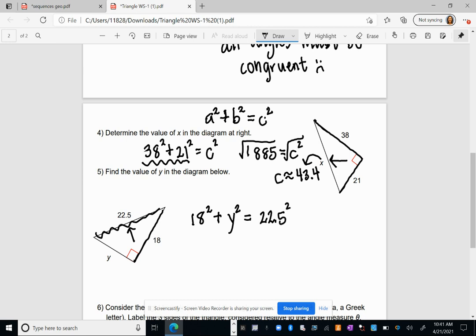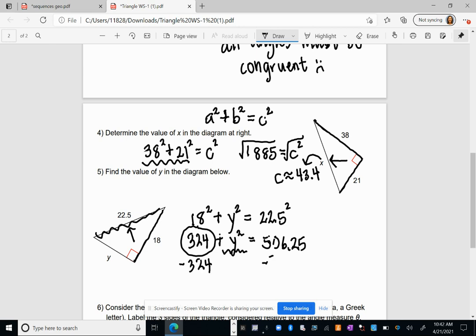Okay, so now on my calculator, I'm going to do 18 squared, which is 324, plus y squared equals, now I'm going to do 22.5 squared on my calculator. 506.25. All right, now this one's a little bit different than the one up above, because the one I was looking for was already alone. I didn't have to move anything around. For this problem, I need to get y squared alone. So I need to get rid of this. That's a positive 324, so I'm going to subtract it.